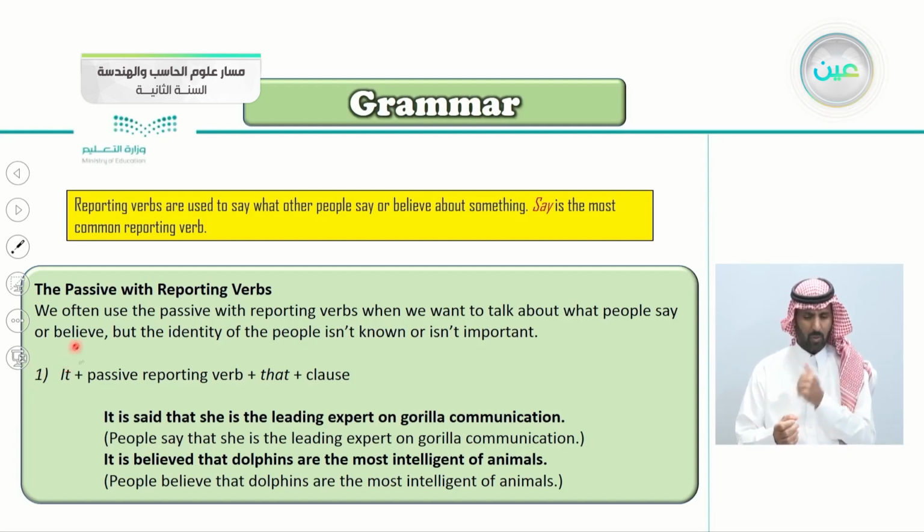We say it, then the passive reporting verb, for example, said or believed, then the word that, then you continue with your clause. For example, we say, it is said that she is the leading expert on guerrilla communication. So it is, it, then the passive reporting verb said, that, then you can continue with the clause, she is the leading expert. It is believed. So instead of said, we say believed that dolphins are the most intelligent of animals, and so on.